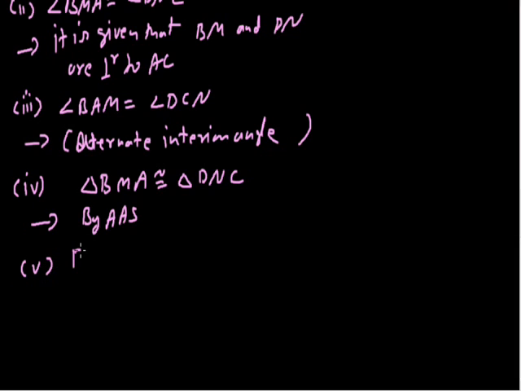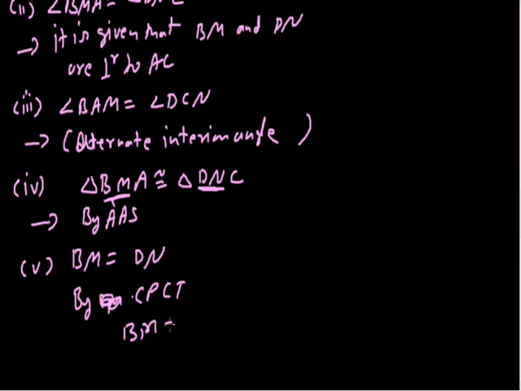Now the fifth part is BM is equals to DN. Yes. Why? Because as we have already proved that triangle BMA is congruent to triangle DNC, by CPCT we can say that BM is equals to DN. So that's why they are equal.